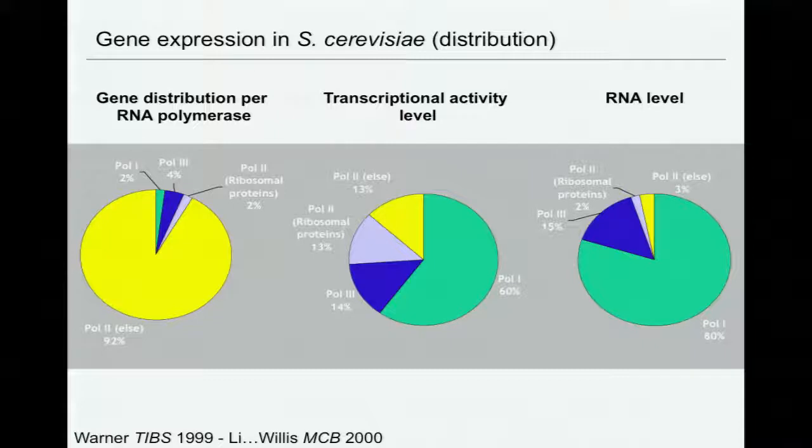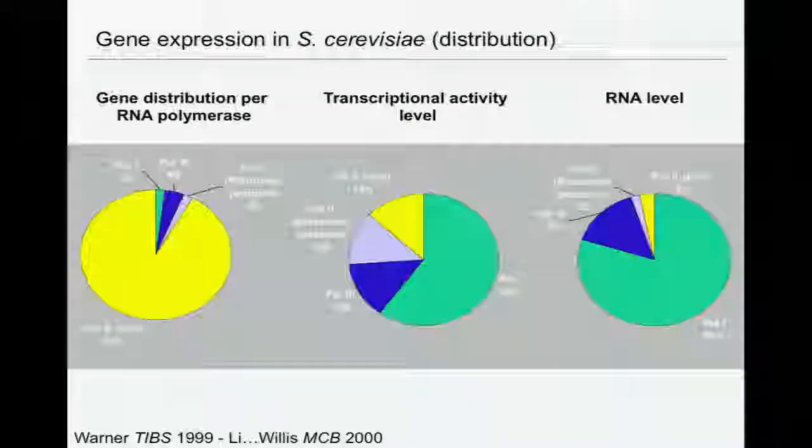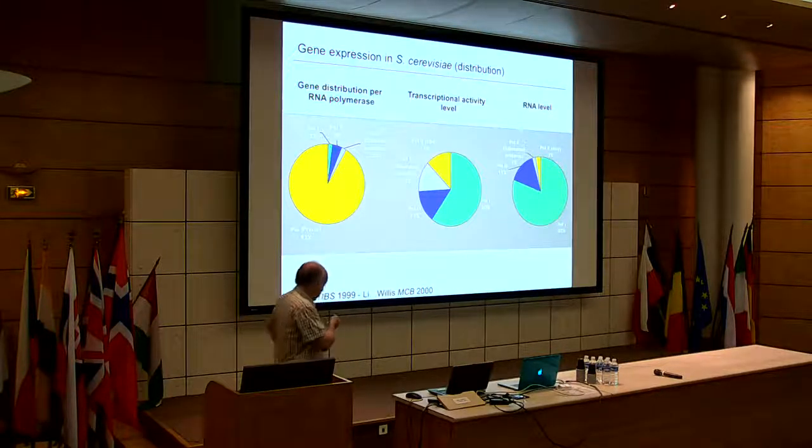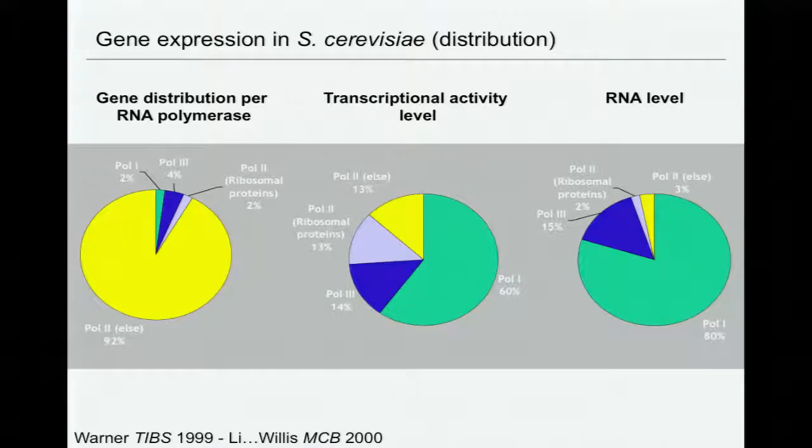So just to give you an overview of what the polymerases are doing in the cell and about the different transcriptional activity, if you look at the number of genes which are transcribed by pol 1, pol 2, and pol 3, it's clear that most of the genes are actually transcribed by RNA polymerase 2, and only very few genes are transcribed by pol 1 and pol 3.